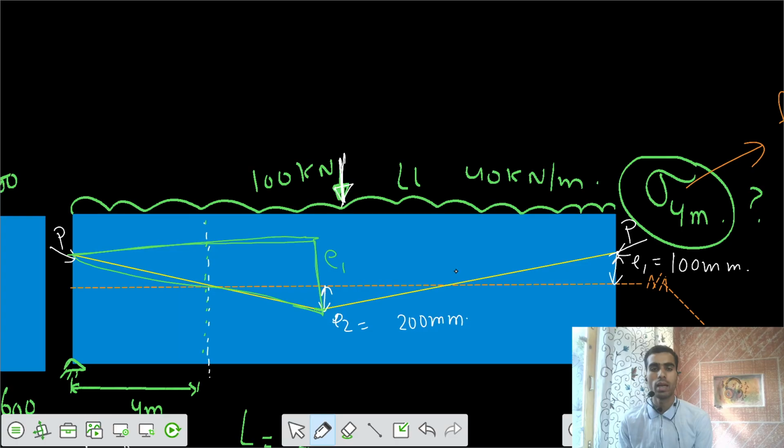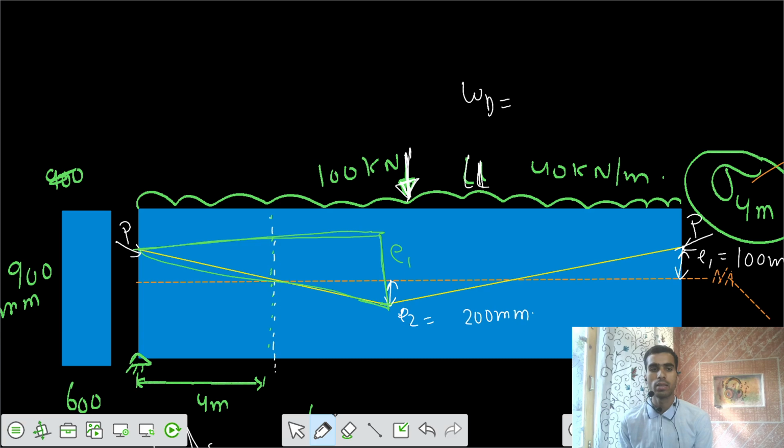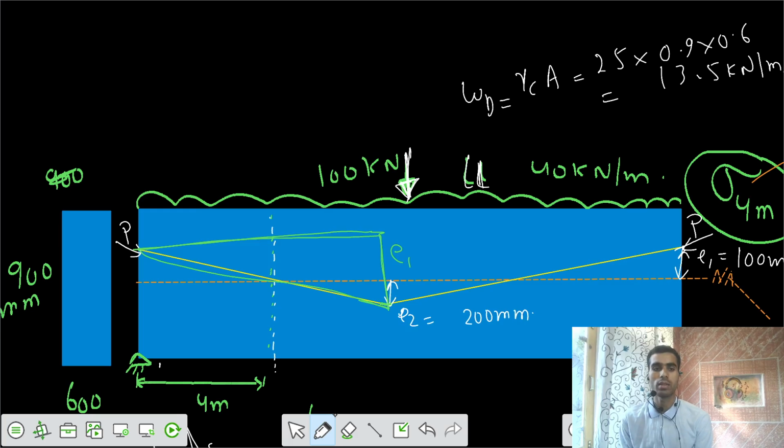You have a point load, a live load, and a dead load also. Dead load would be solved as gamma of concrete into area of the cross section. So gamma we can take as 25 kilonewton per meter cube, and 0.9 into 0.6. So you can have this value equals 13.5 kilonewton per meter.